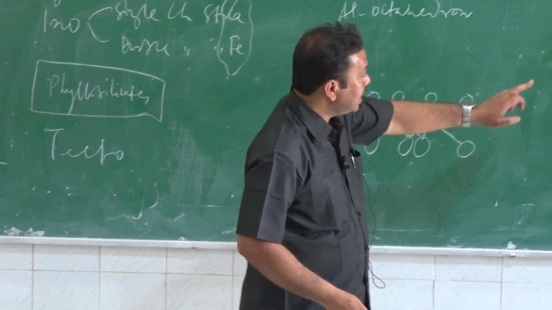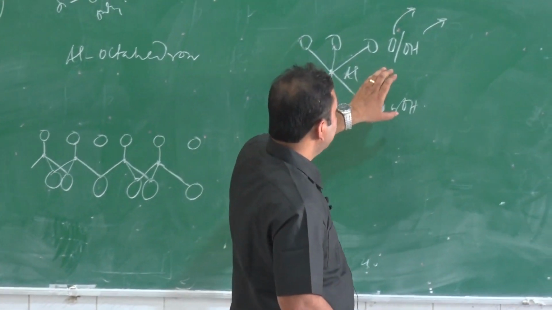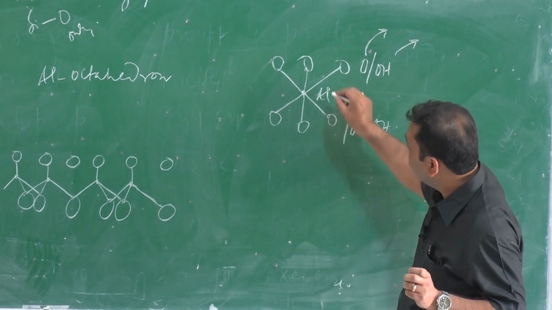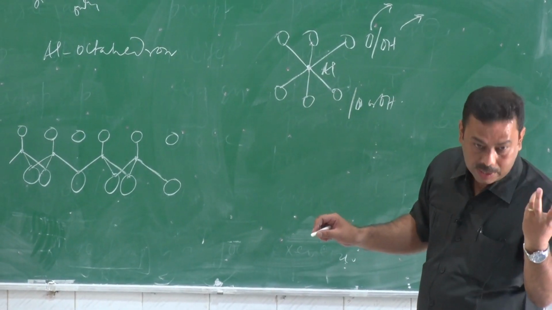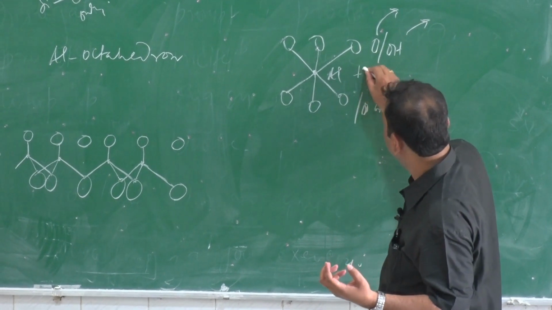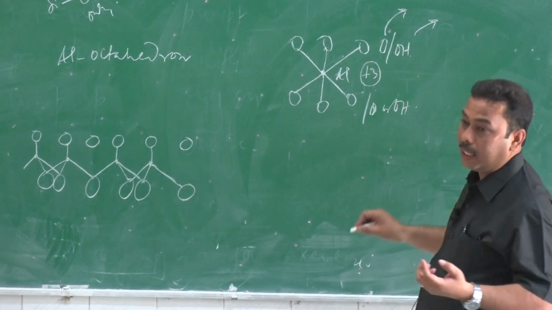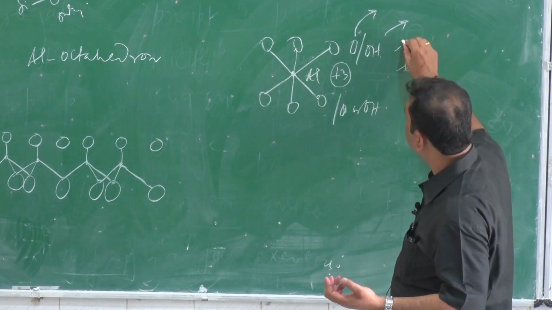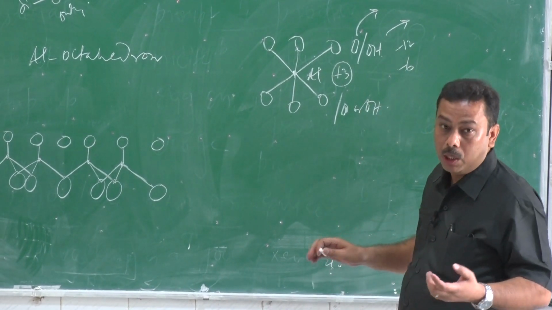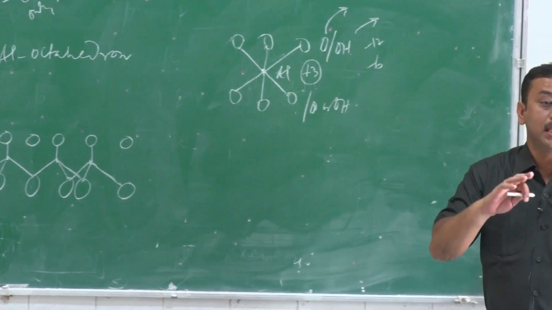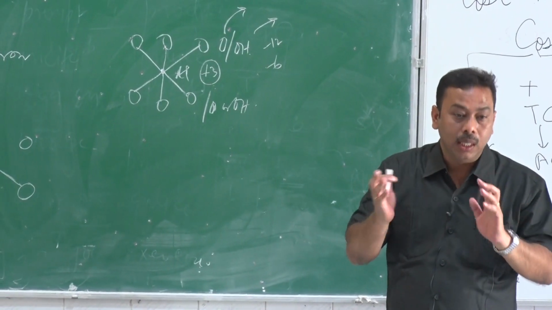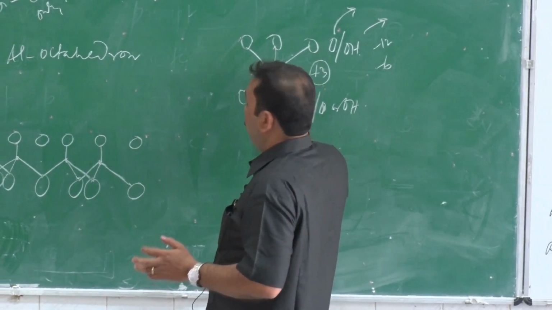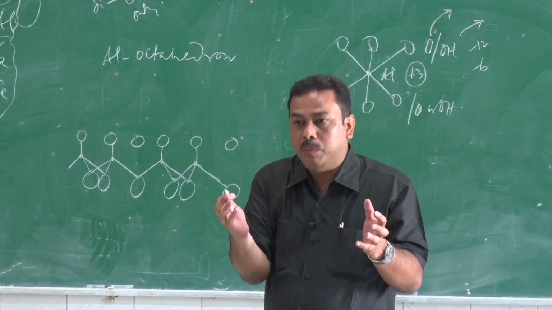Now, this alumina, the charge of aluminum is +3. So if it is hydroxyl, it will be -6. If it is oxygen, it will be -2. So depending on oxygen or hydroxyl, the sharing will be varying. Okay. Now once again, what type of sharing alumina will be doing?